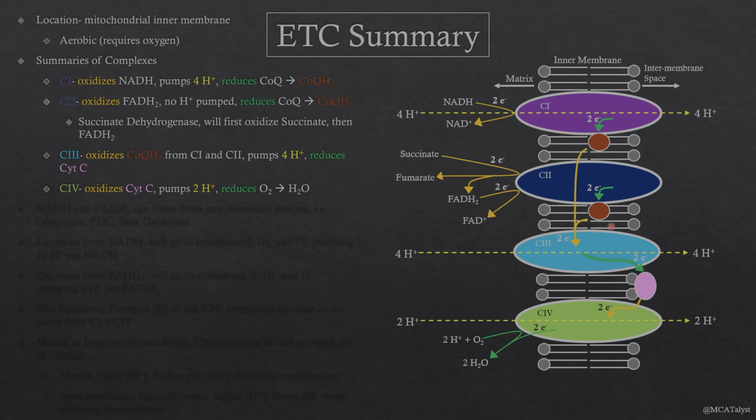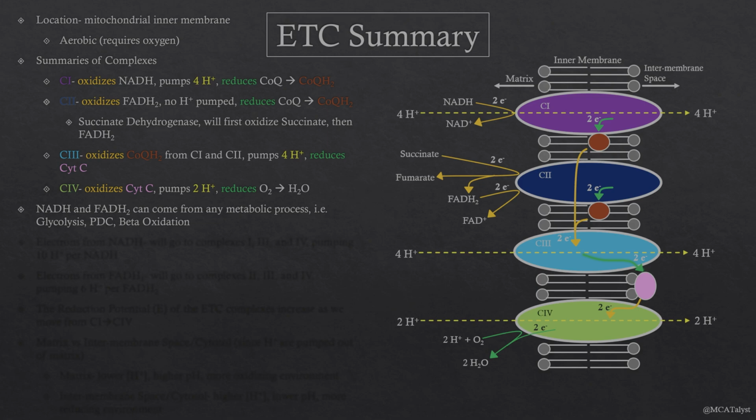And so complex 3 is going to build up in the reduced form, which means that complex 3 will no longer be able to accept electrons. And then we're going to have a buildup of ubiquinol. Ubiquinol is not going to have anywhere to give its electrons because complex 3 is already reduced. As you can see, it's really important that we have oxygen because if we don't, then the electron transport chain is going to be completely inhibited.